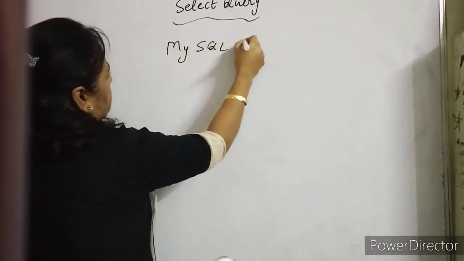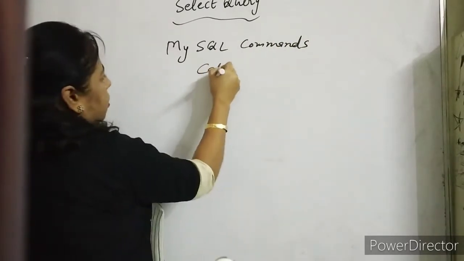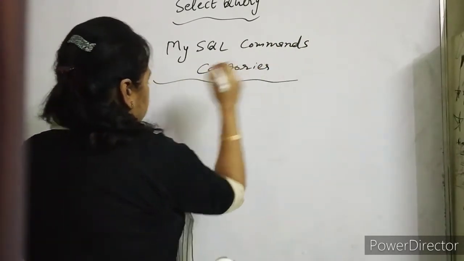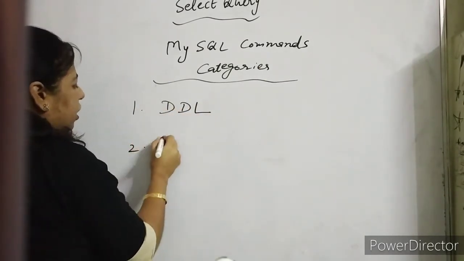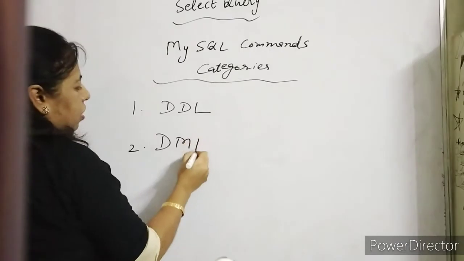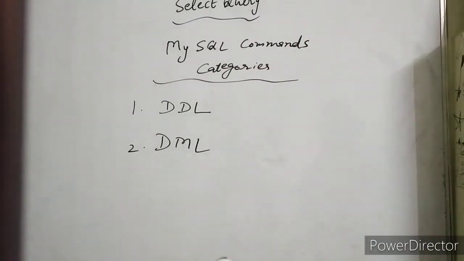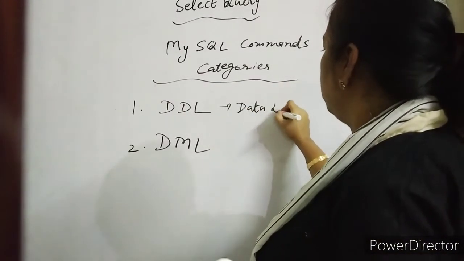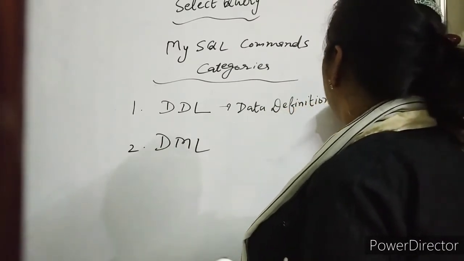MySQL commands categories. MySQL command categories: first is DDL and second is DML. These two categories you have to study in your class 11th syllabus. First is data definition language.